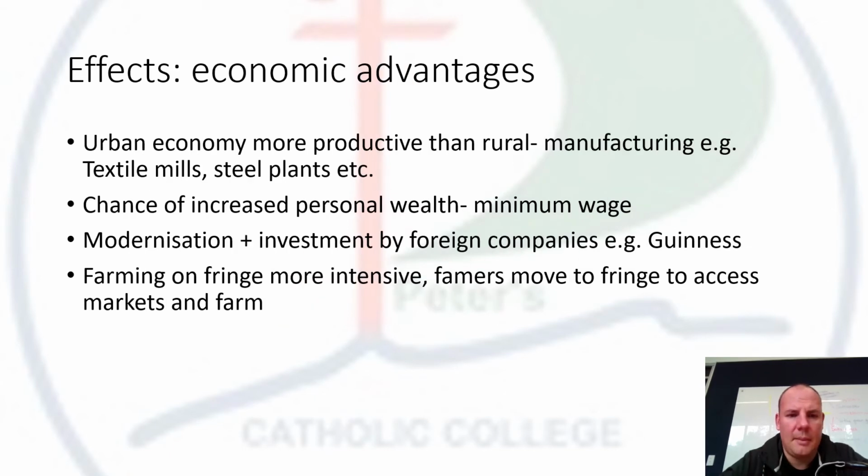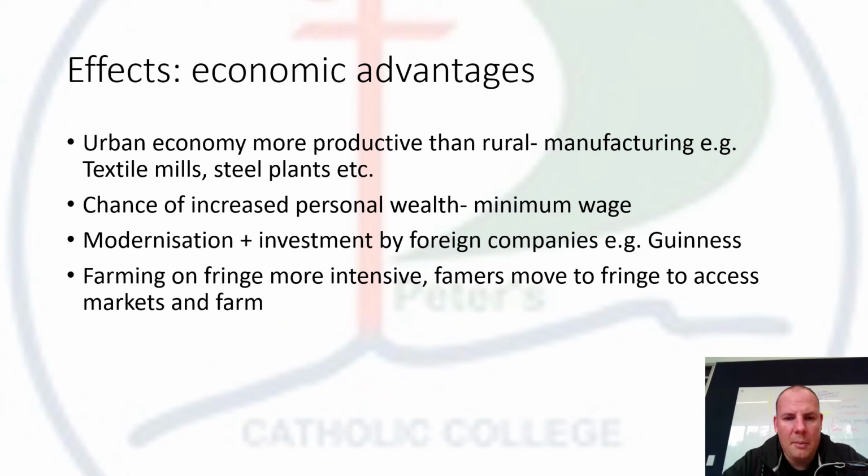The economic advantages is that the urban economy is more productive than rural. So obviously in urban areas we have manufacturing, that type of thing. Obviously there's increased personal wealth because we've got that minimum wage. We've got modernisation and investment by foreign companies, and I've put an example there, Guinness. A lot of Nigerians drink Guinness, and that's why there's a big factory there, and it employs a lot of people. Farming on the fringe, more intensive. Farmers move to the fringe to access markets and farms.